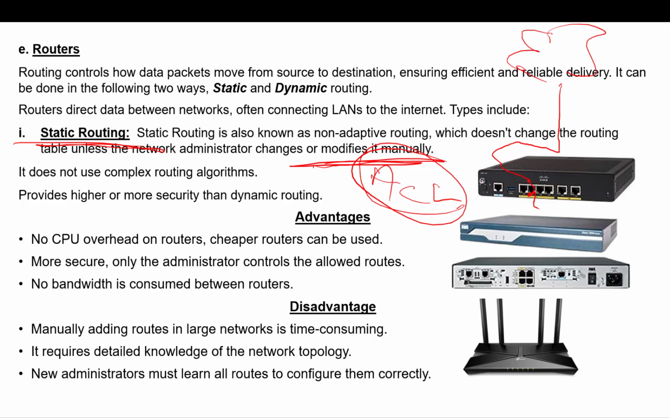Now, it does not use a complex routing algorithm, right? It provides higher security than dynamic routing because it is fixed. They do only what they are told. They don't go beyond it. If the government says this, they do exactly that, strictly, unless the government comes back and changes it. So in static routing, when we set the principle, anything coming from the internet is allowed through or blocked accordingly.